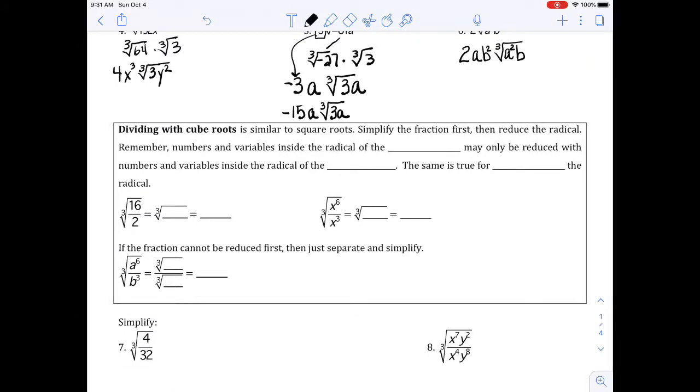In Notes Day 1, we did simplifying, we did multiplying. Now we're going to talk about dividing with cube roots, and it's very similar to square roots. You're going to simplify the fraction first, and then you're going to reduce the radical. Remember, numbers and variables inside the radical of the fraction may only be reduced with numbers and variables inside the radical of the fraction. The same is true for outside. So remember, inside, anything that falls inside the radical when it's in the fraction can be simplified, reduced using your rules of exponents, and anything that is outside.